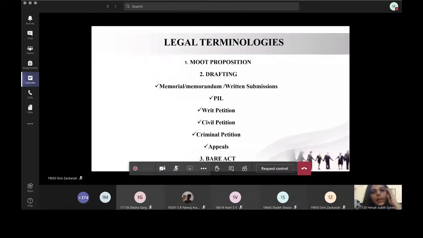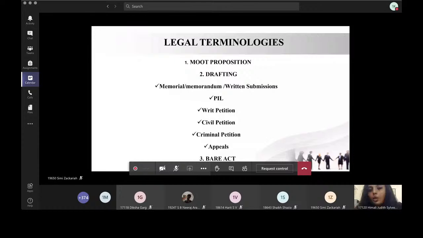So now we'll go to certain legal terminologies that are there in moot court. And for that, I'd like your interaction. Guys, you can just unmute yourself and come in as I ask you questions on the legal terminologies. I will first explain the basics and then go on to asking you questions on that.